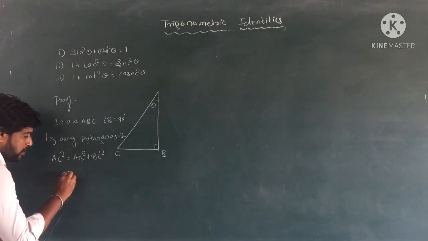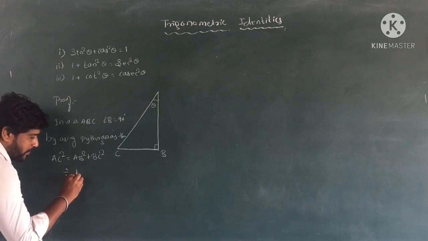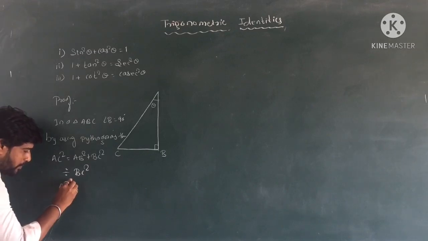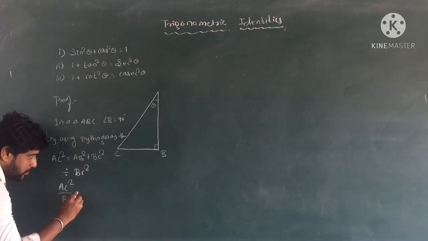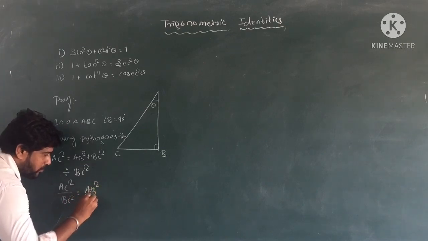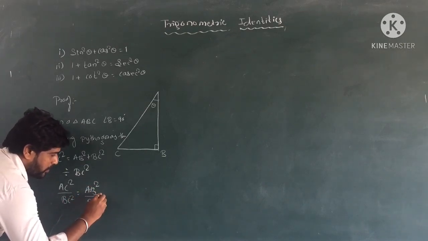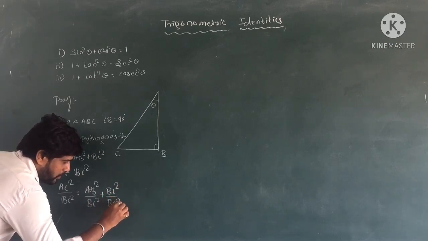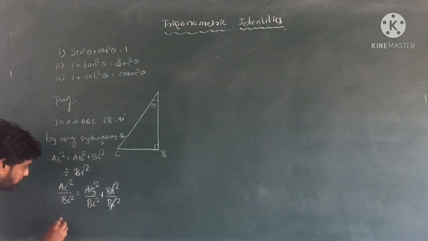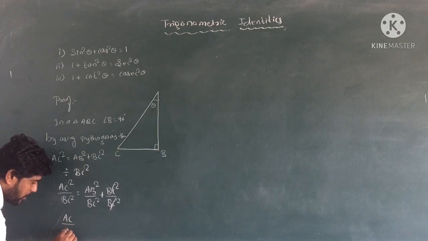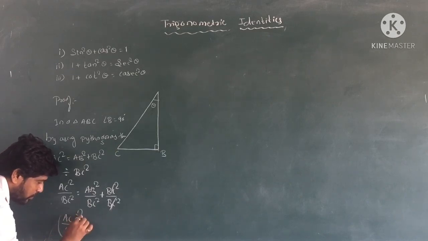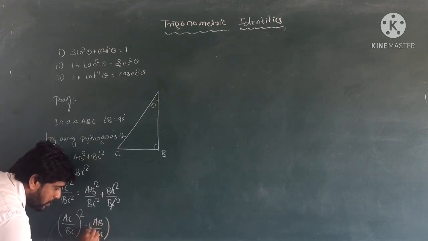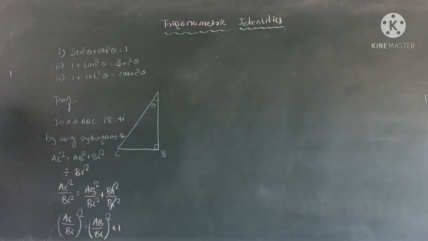sides. So this equation divided by BC square on both sides. So here this equation becomes AC square divided by BC square is equal to AB square divided by BC square plus BC square divided by BC square. Now BC gets cancelled. So we can write AC divided by BC whole square is equal to AB divided by BC whole square plus 1.